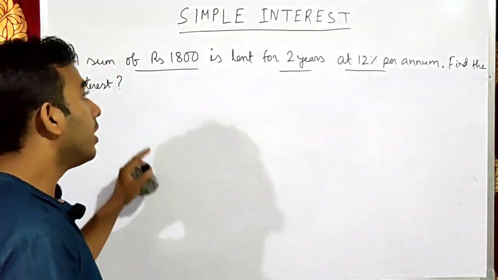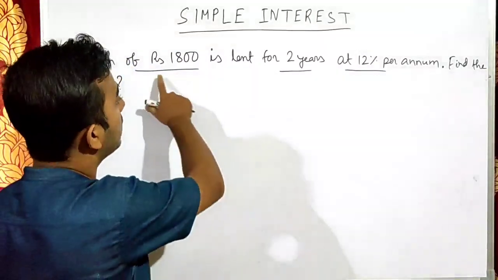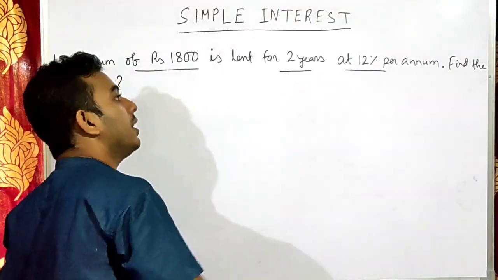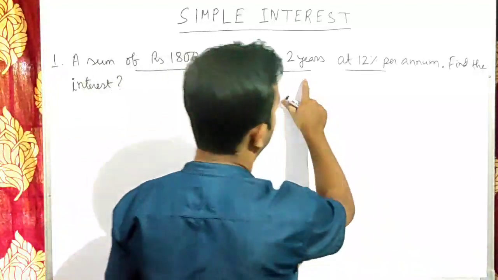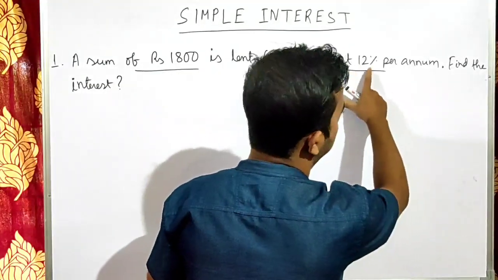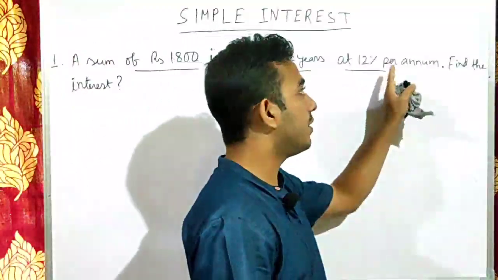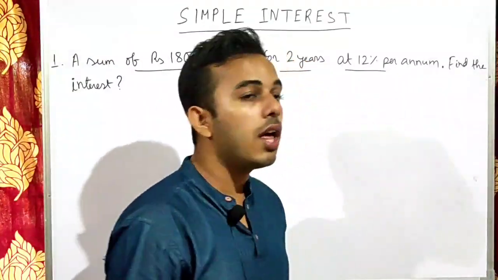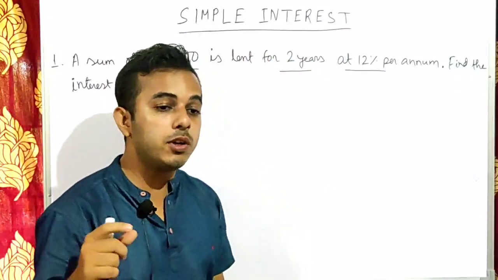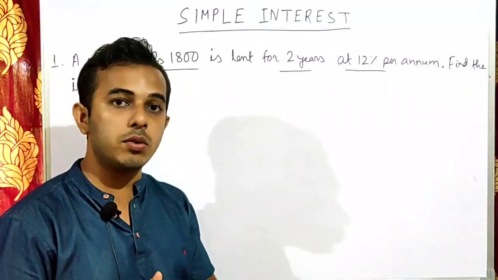So here the principal amount is how much? 1,800. The time period is 2 years, and the rate of interest is 12%. Another thing I want to say is that the time period is always in years. Its standard unit is year.